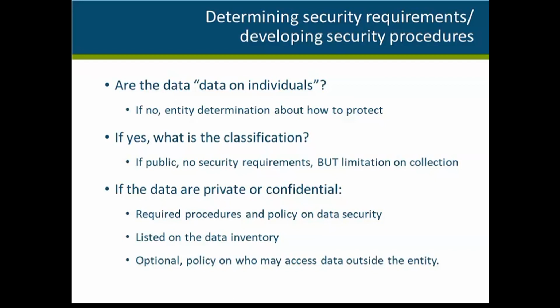If the data are data on individuals, so they are about a living human being, there are still limitations on collection and storage, as we've discussed. So government should only collect what's necessary, and that's really your first level of security or protection, not to collect data that you don't need in the first place. And then the next question that you would ask yourself is, what is the classification? If the data are private or confidential, then you need the required policies and procedures for security, for accuracy and completeness, and those data should be listed on the data inventory.